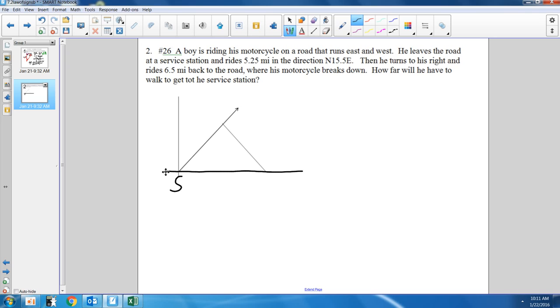So I know it's going to be northeast, going this direction, and now I want to label. So 15.5 degrees, and this is going to be 5.25 miles. He turns right. That doesn't mean a right angle. He just turns right to get back to the road, and he drives 6.5 miles back this way.